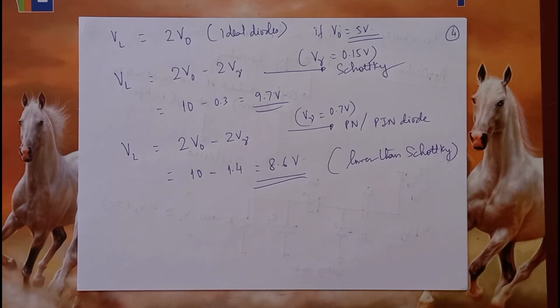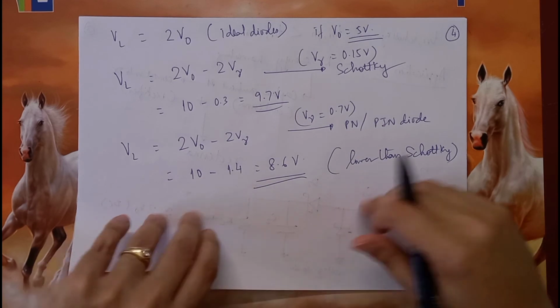Lower than the Schottky diode. So this is a very interesting example of the Schottky diode, which can respond to signals, in particular RF signals of very low magnitude.